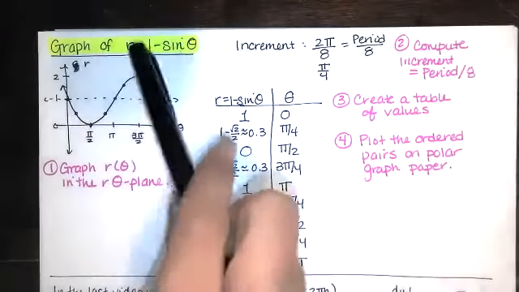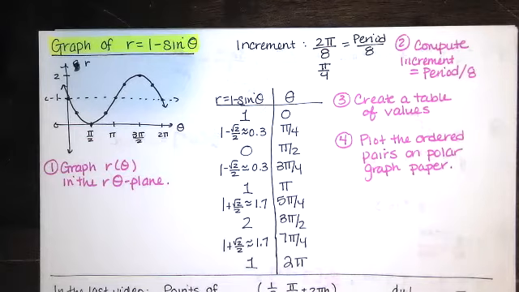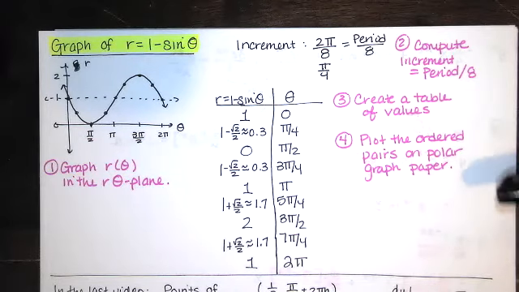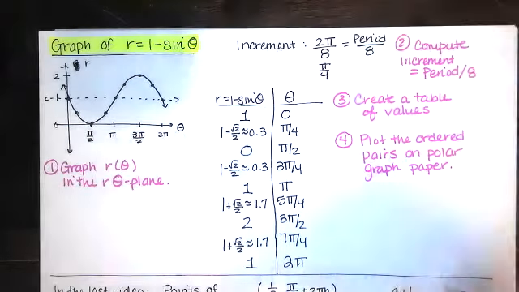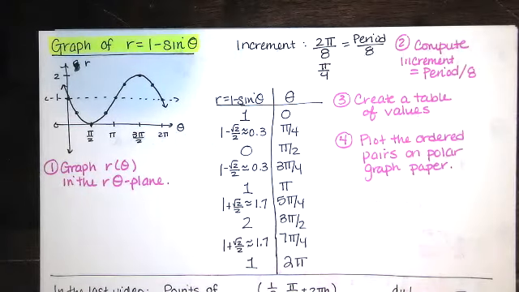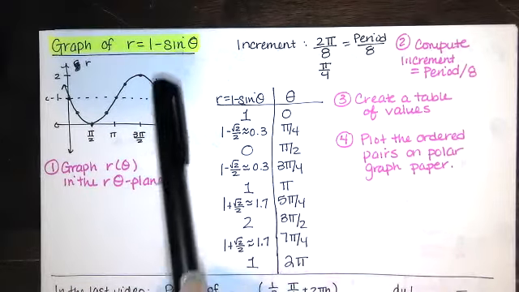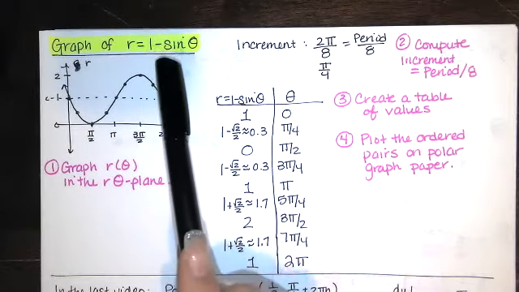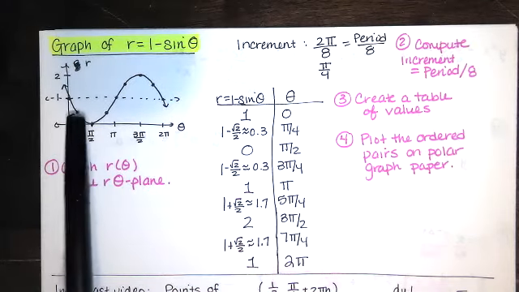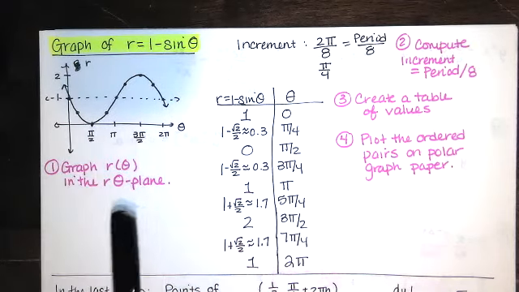So in this video, what we're going to do is graph r equals 1 minus sine of theta. Because we've already made a video where we graph a polar equation like this, I've written out some of the steps in advance. So remember how we do this. The first thing we do, if we want to graph r equals 1 minus sine of theta, is we graph the curve in the r theta plane.